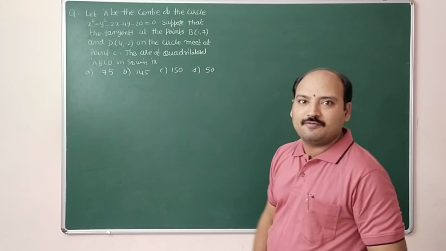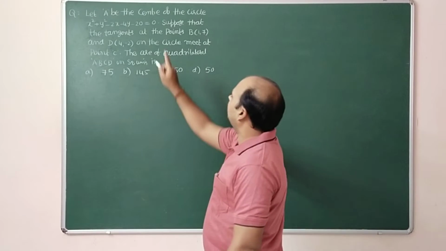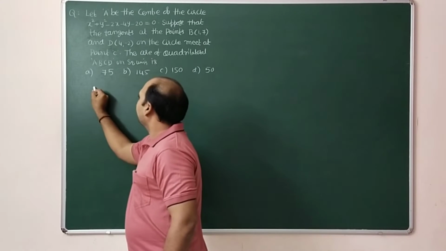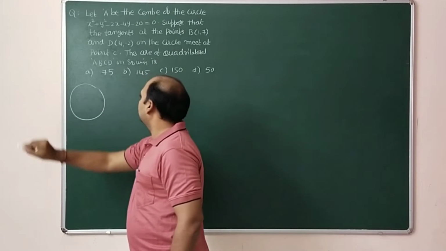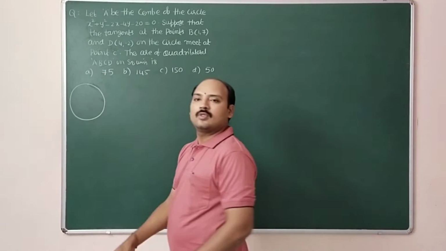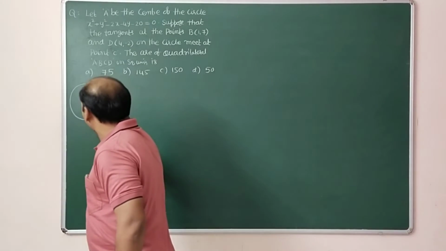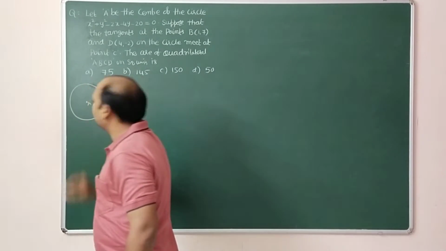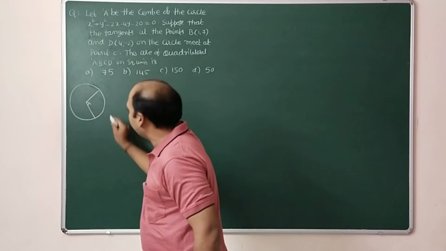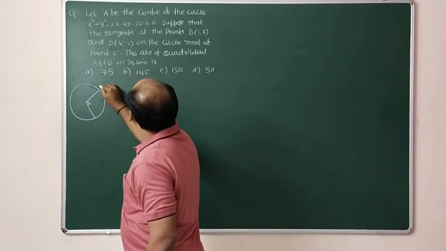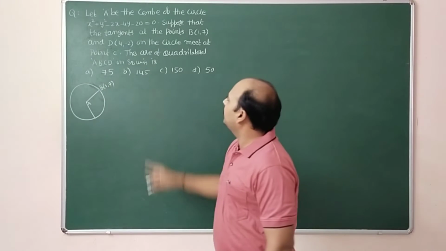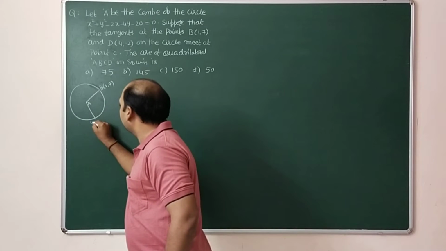According to the problem, if you draw the rough figure, you will get an idea. Let A be the center of the circle. So first the circle figure you have to draw. This is the circle. Center is A, capital A. This is also radius, this is also radius. Here I am taking the point B, B of (1, 7) and D of (4, -2).